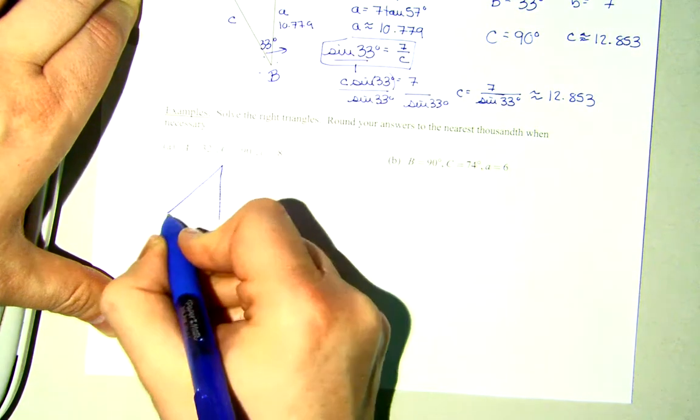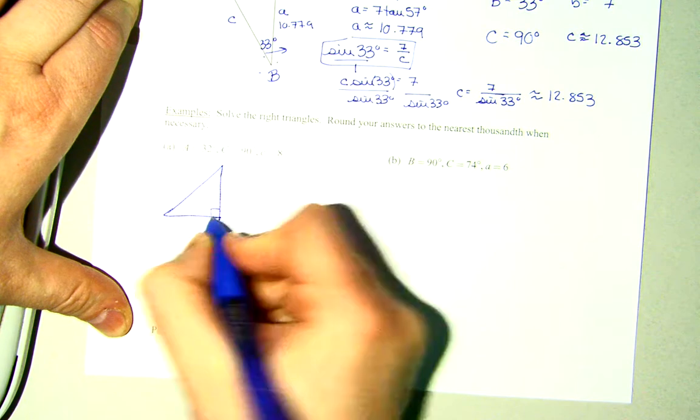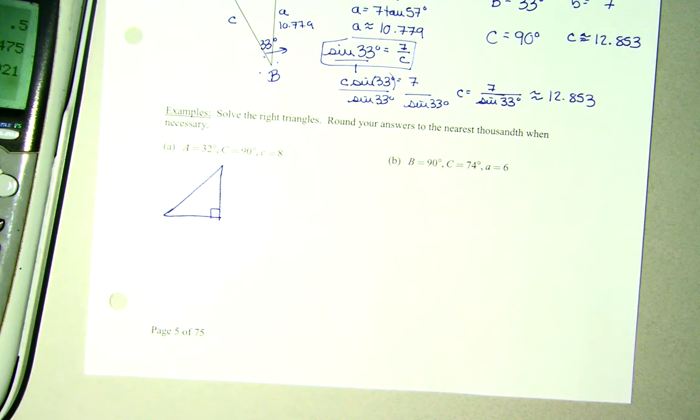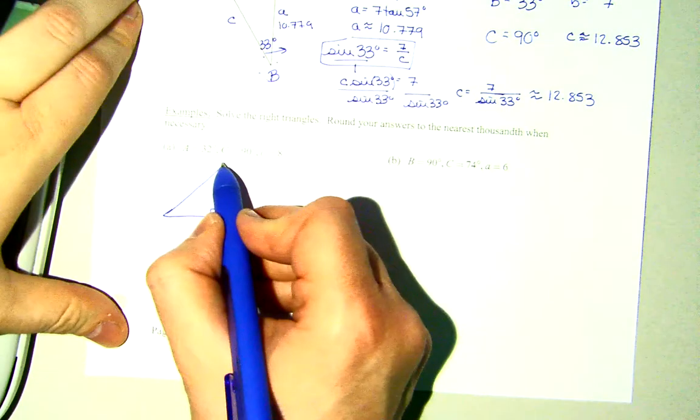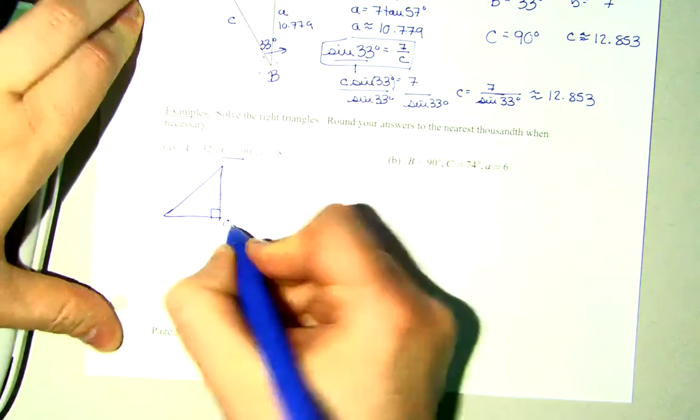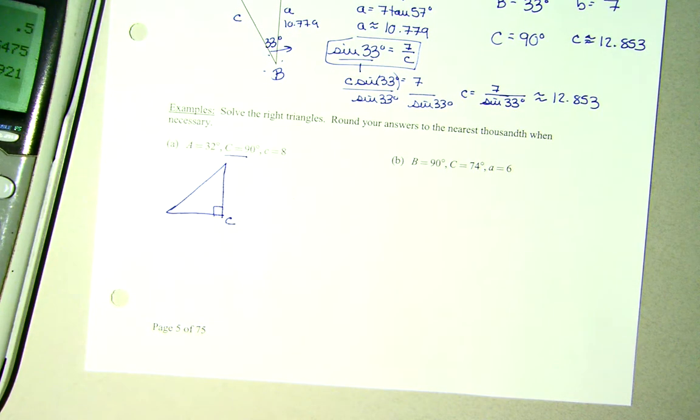Does it matter what letter I put where? What's the right angle? Why? Because I told you C was 90 degrees. Could A have been 90 degrees? Look at letter B. Could capital A or B be 90 degrees? Sure, it's just a matter of where we're labeling things. We'll get to that in a little bit.